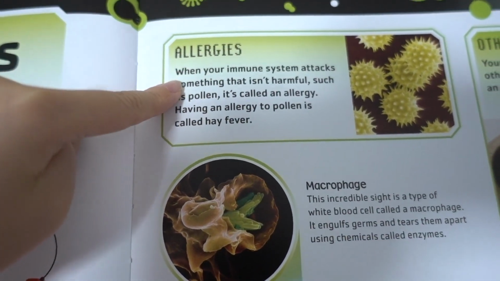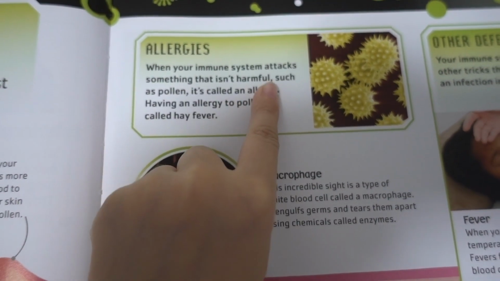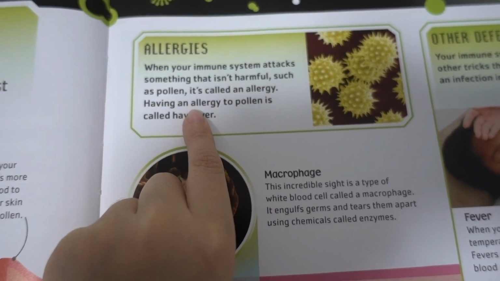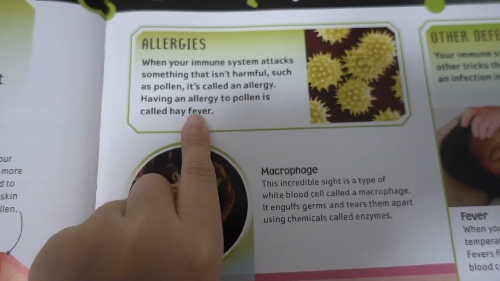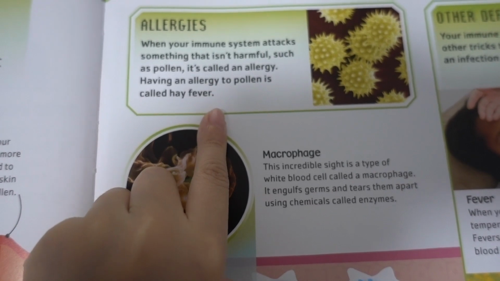Allergies. When your immune system attacks something that isn't harmful, such as pollen, it's called an allergy. Having an allergy to pollen is called hay fever.